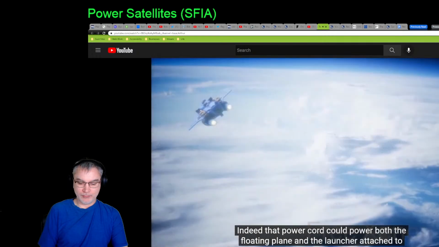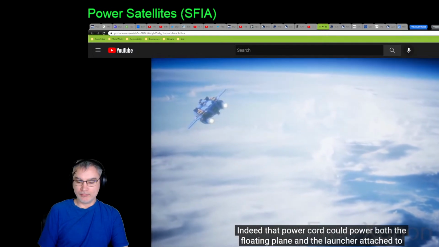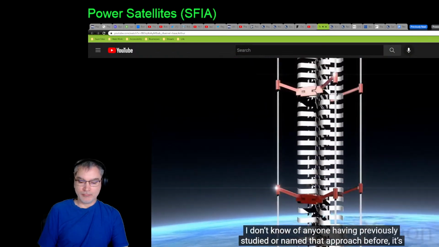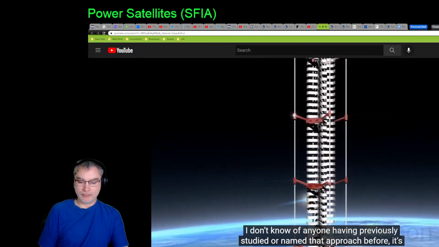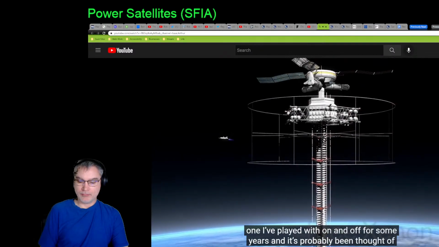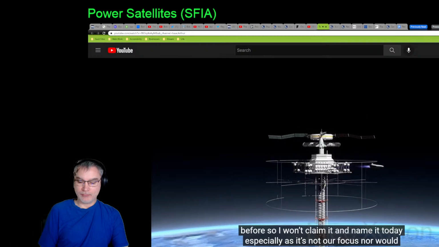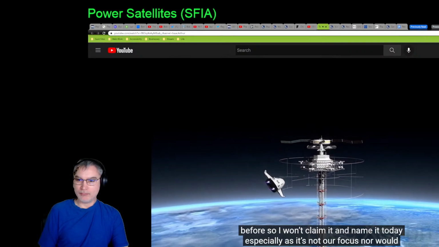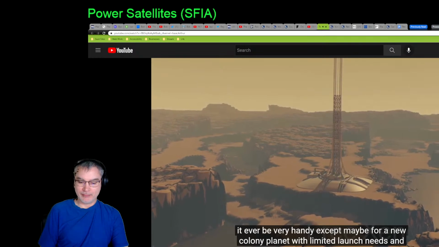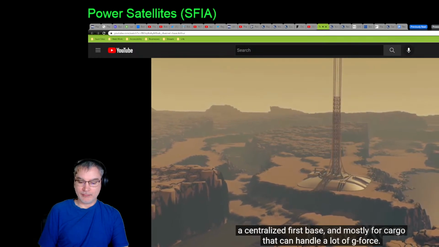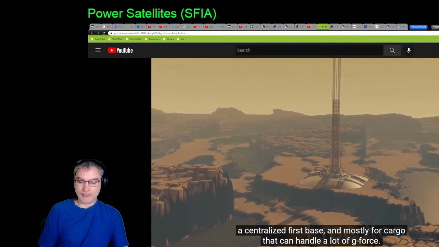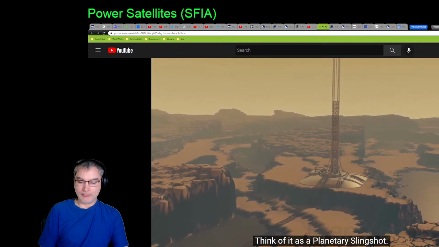Indeed, that power cord could power both the floating plane and the launcher attached to it, and would be a viable space launch mechanism. I don't know of anyone having previously studied or named that approach before. It's one I've played with on and off for some years, and it has probably been thought of before, so I won't claim it and name it today, especially as it's not our focus, nor would it be very handy except for maybe a new colony planet with limited launch needs and a centralized force base, and mostly for cargo that can handle a lot of G-force. Think of it as a planetary slingshot.